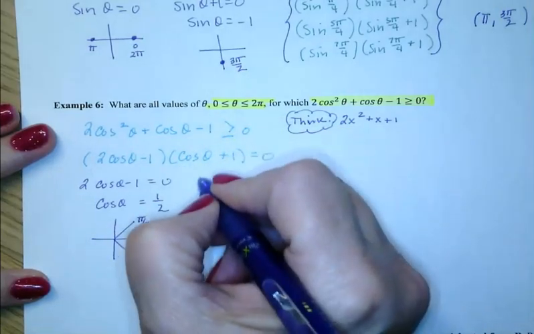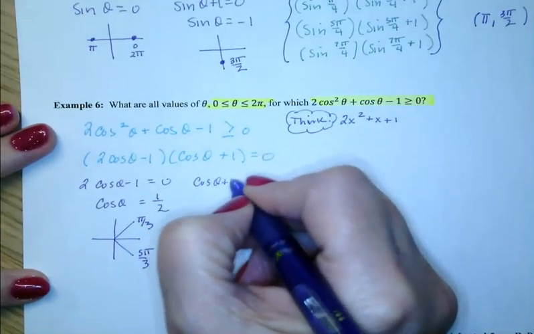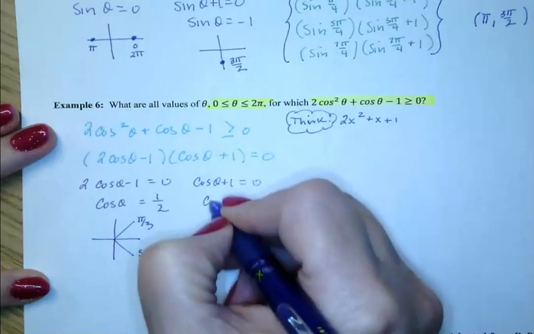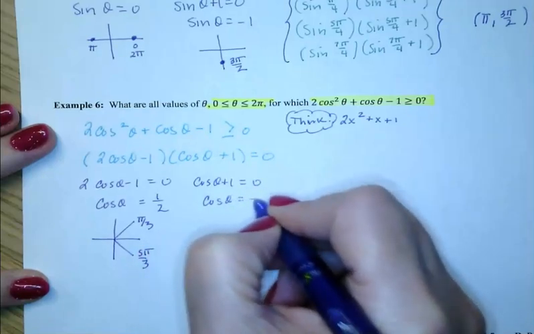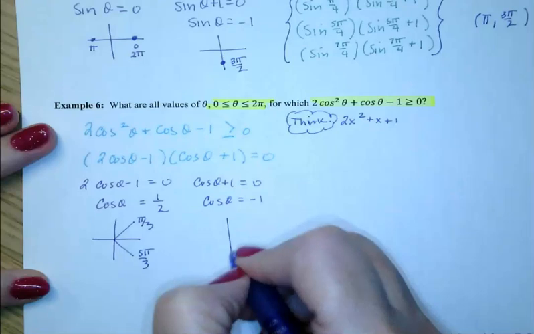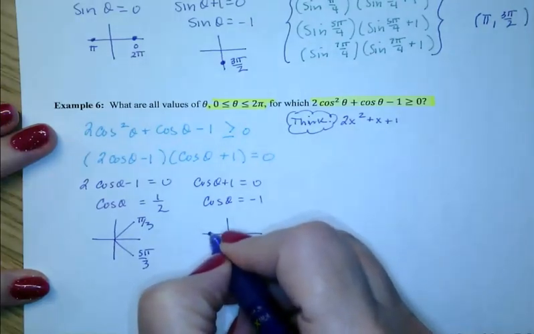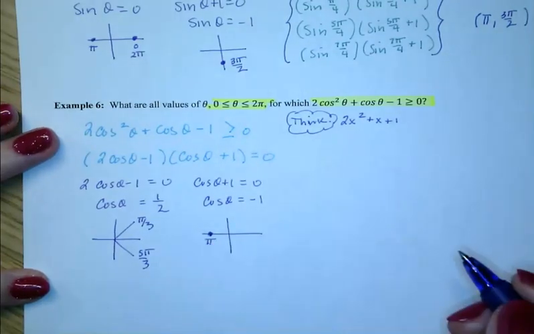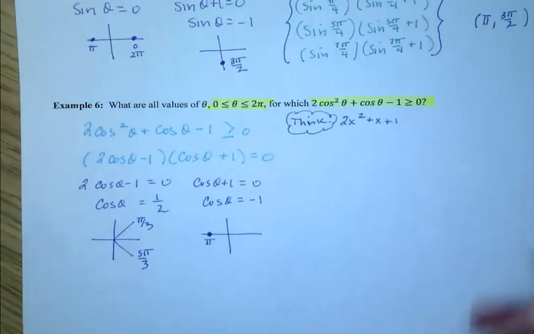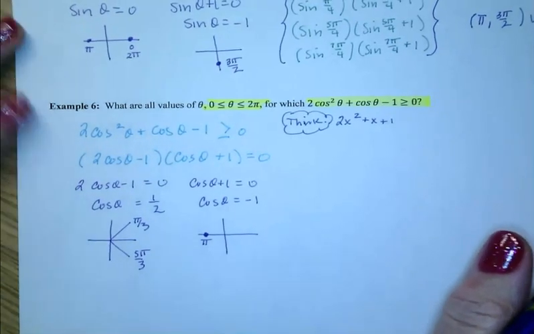So here's my second factor. I have cosine theta plus 1 equals 0, so cosine theta equals -1. When I look at my axis, there's only one place that can happen, on the quadrantal angle over here at pi. So we now know we've set it equal to 0 and solved.